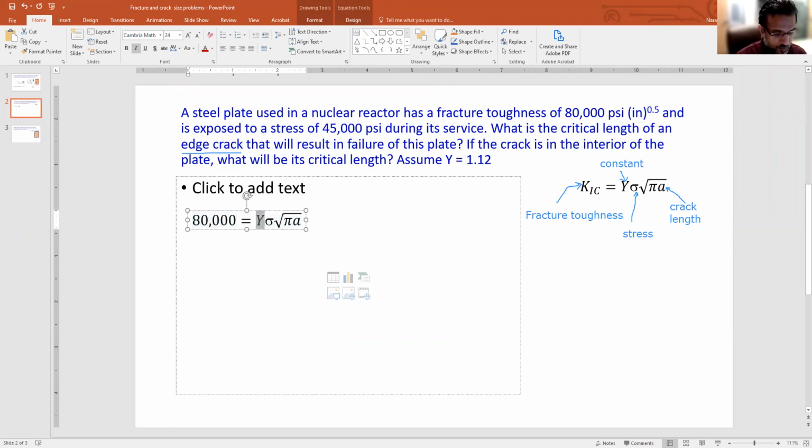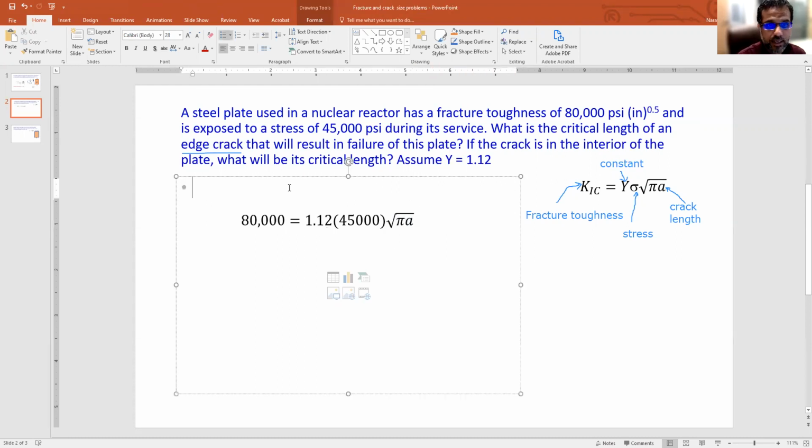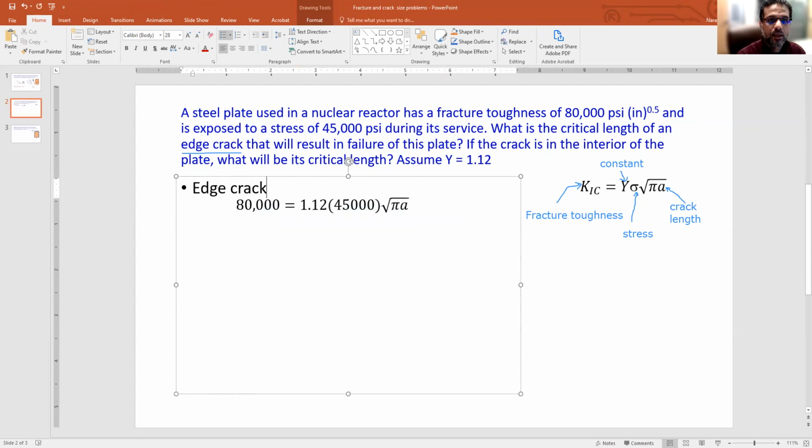Y is given as 1.12, and sigma is given as 45,000 psi, times square root of pi times A. In this case, A is what we have to find out. A is the edge crack length, which we have to find out. So this is the edge crack case.